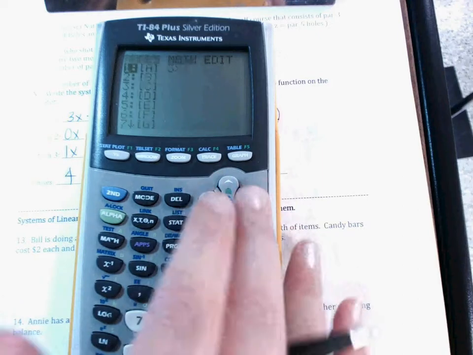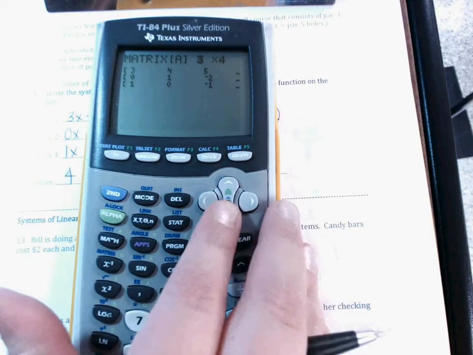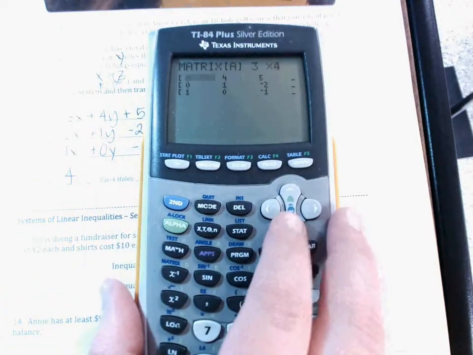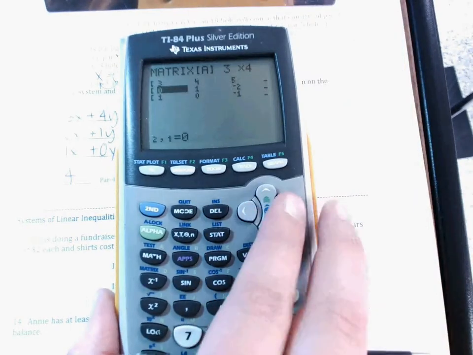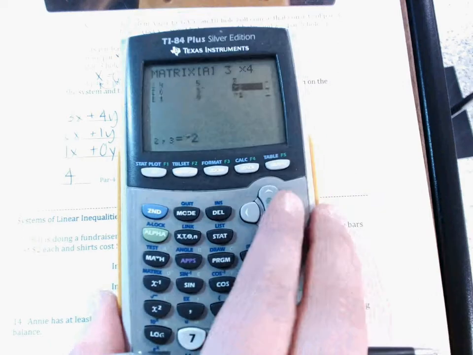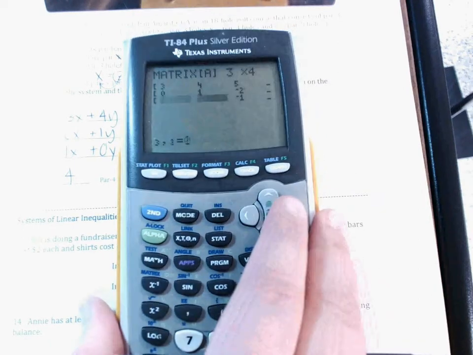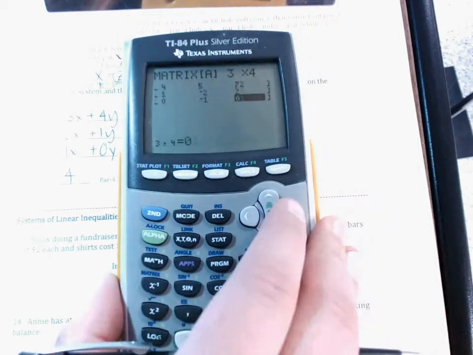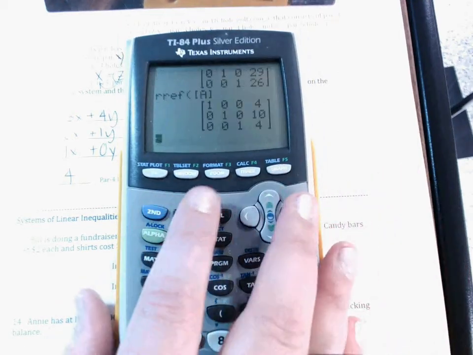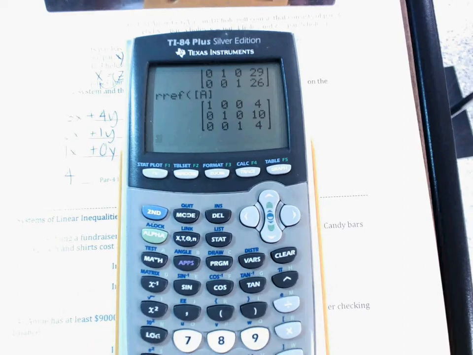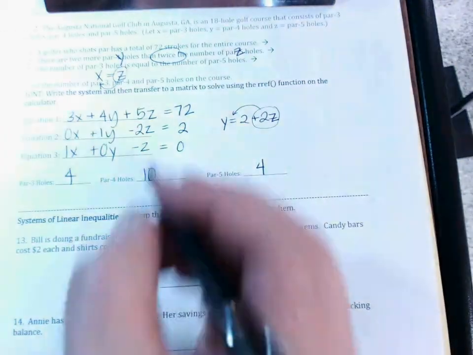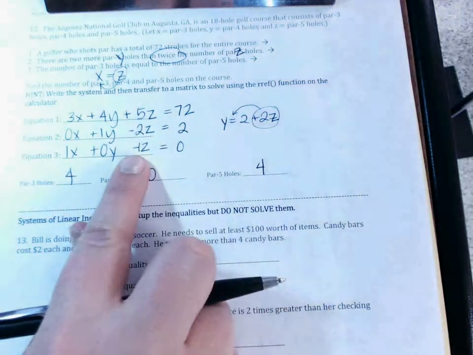Second matrix, edit. Top row was 3, 4, 5, 72. 0, 1, negative 2, 2. And then 1, 0, negative 1. And then 0. I got 4, 10. Yeah. That's what I got. Make sure you have a negative on that last one down there. Is that it?